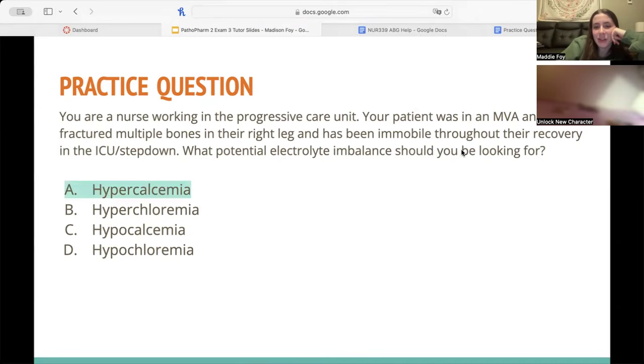Yes, you guys did good. That one is hypercalcemia. The key information in there being that multiple fractures and also repeated extended immobility can go ahead and cause that hypercalcemia.